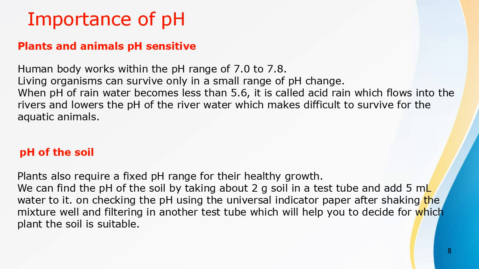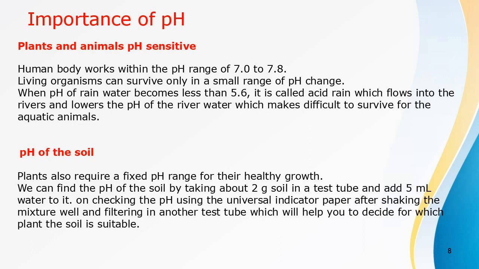When the pH of rainwater becomes less than 5.6, it is called acid rain, which flows into the rivers and lowers the pH of the river water, which makes it difficult for aquatic animals to survive. pH of the soil. Plants also require a fixed pH range for their healthy growth.